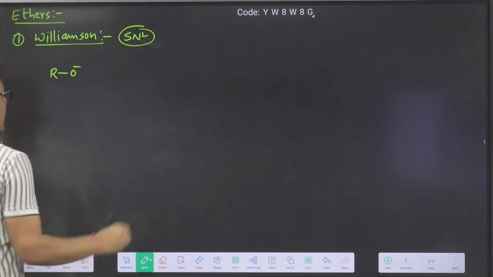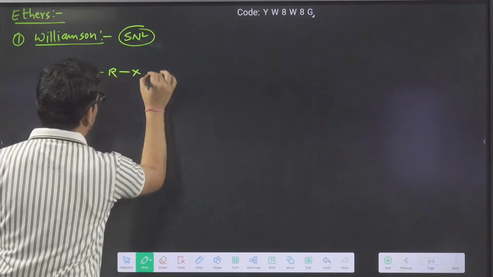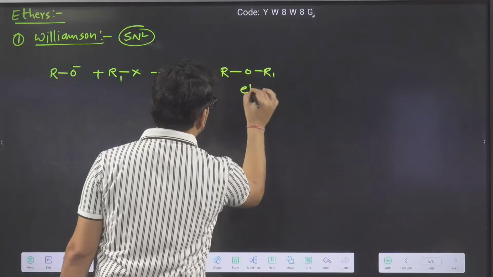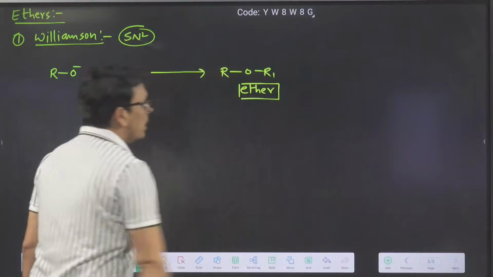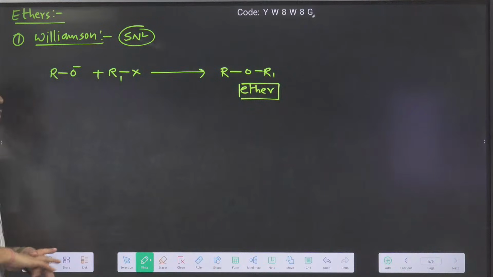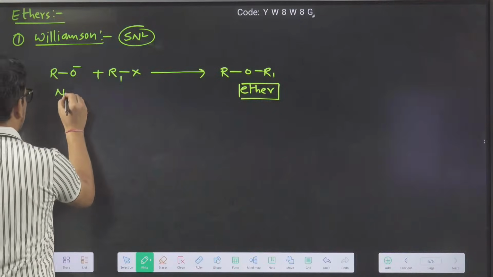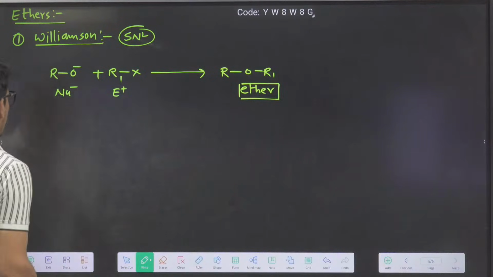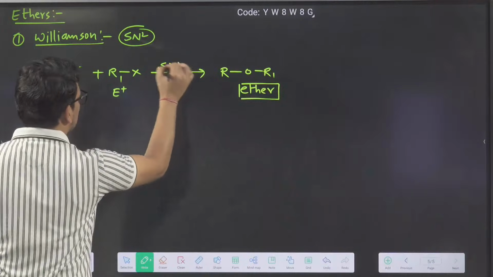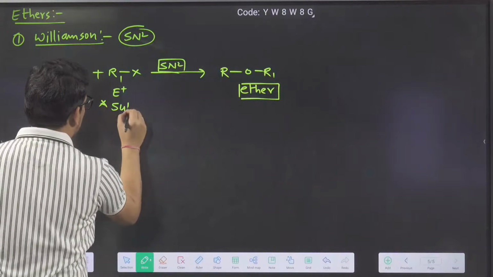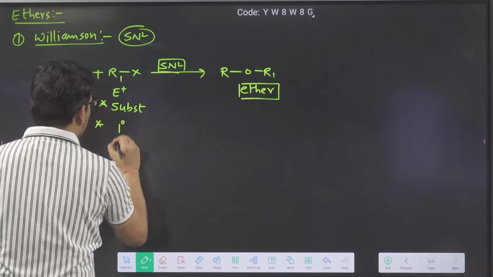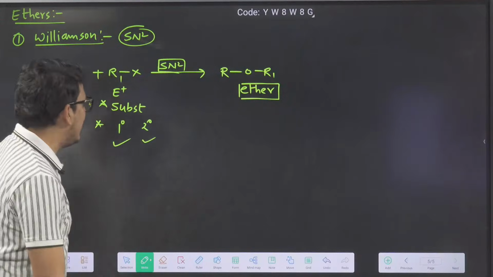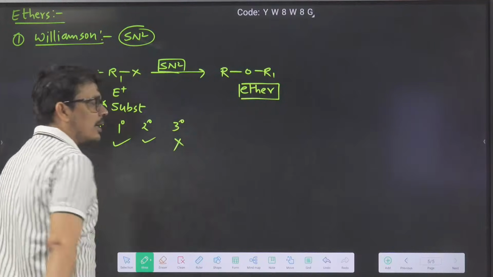So in this case, RO minus alkoxide ion reacts with alkyl halide and converts to the product ROR1, which is named as ether. Now tell me one thing. Here this is acting as a nucleophile and this is acting as an electrophile. If this is SN2 mechanism, then which substrate can we use? 1 degree can be used. 2 degree somehow can be used, but it is difficult, and the yield will be less. 3 degree we strictly cannot use.